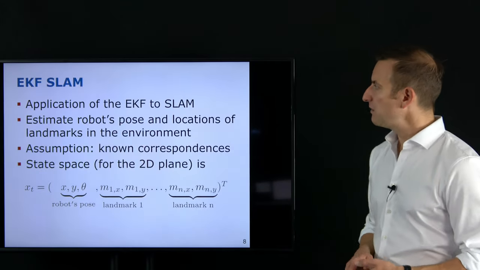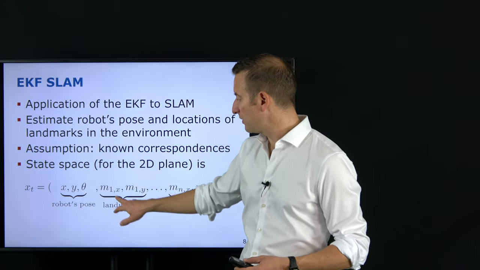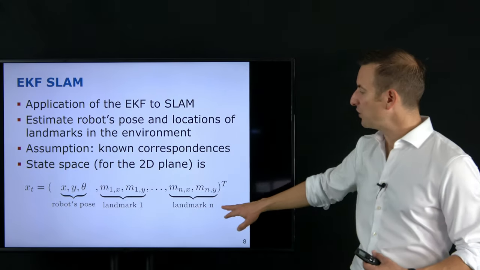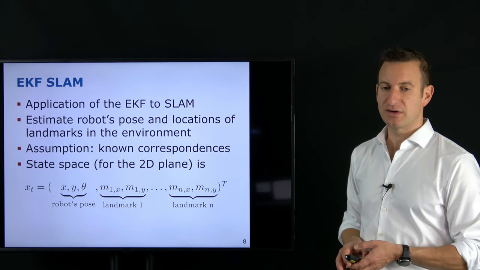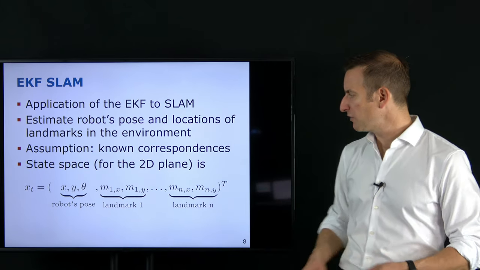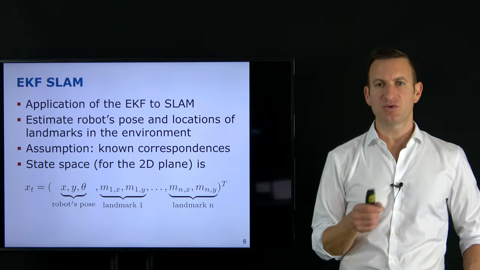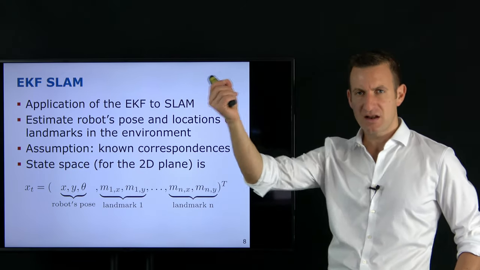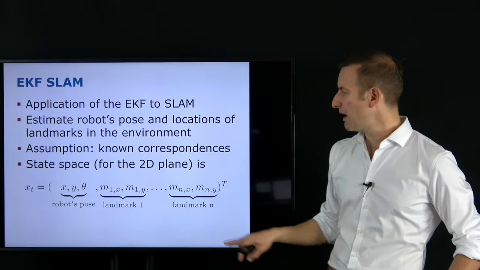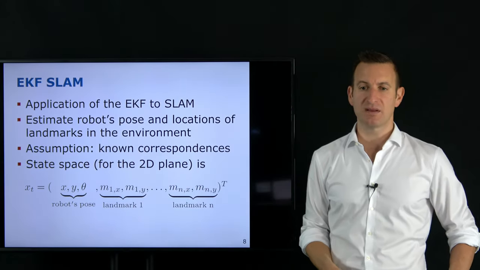Okay, so the state vector for EKF-SLAM looks like this. We have our robot's pose, x, y, theta, landmark 1, x location, y location, up to landmark n, x location, y location. And this vector basically grows with the number of landmarks that we are actually seeing. And again, for now, to make our life easy, we assume known correspondences. That means this index 1, 2, 3, 4 until n is something which is known. And if I get an observation, I know which index this observation corresponds to in my map or in my state vector, where this is basically the map and this is the pose estimate that I want to do.